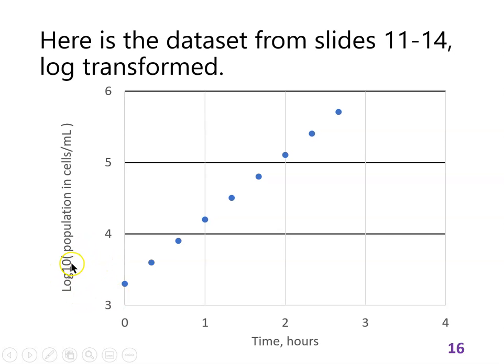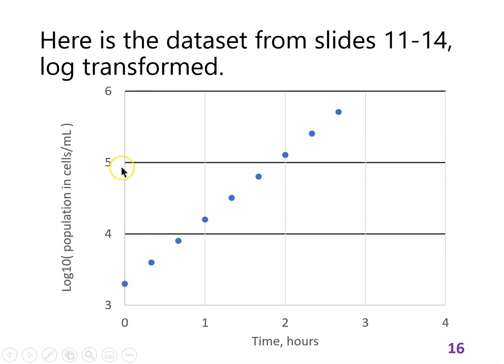If log 10 of the population in cells per milliliter equals 4, what is the population of cells per milliliter? So if log 10 of this equals 4, then what is that population? Well, I'll tell you, it's 10 to the 4th power. You can go back and verify that on the previous slide where I showed you those rules. And if the log of the population is 5, then the population was 10 to the 5th power.